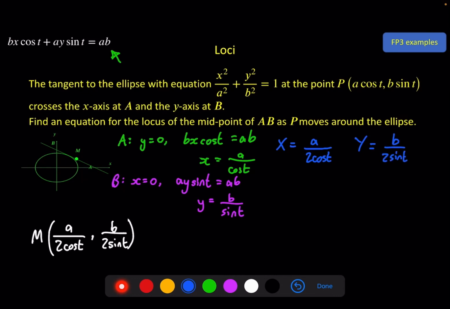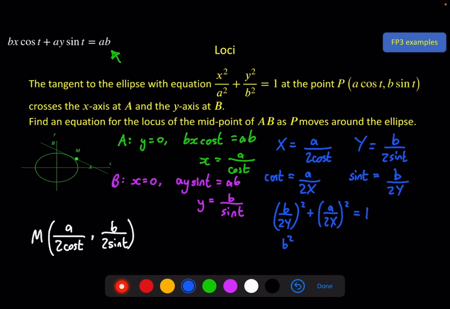And then to combine these, we do a sneaky little trick. We rearrange to make cosine t and sine t the subject of these. We get b over 2Y and a over 2X, and then we can use the identity sine squared plus cosine squared equals 1, because sine squared t is b over 2Y squared, and cosine squared t is a over 2X squared, and they must equal 1.